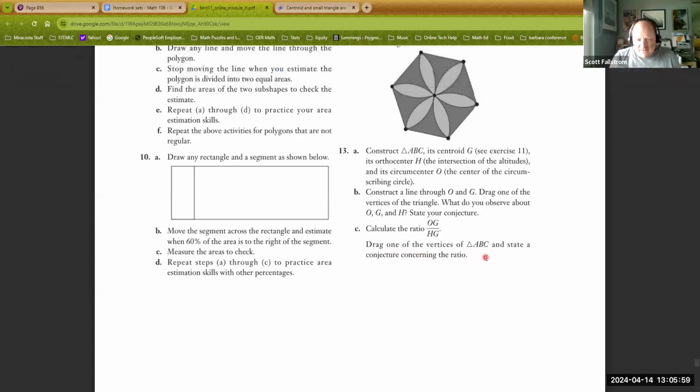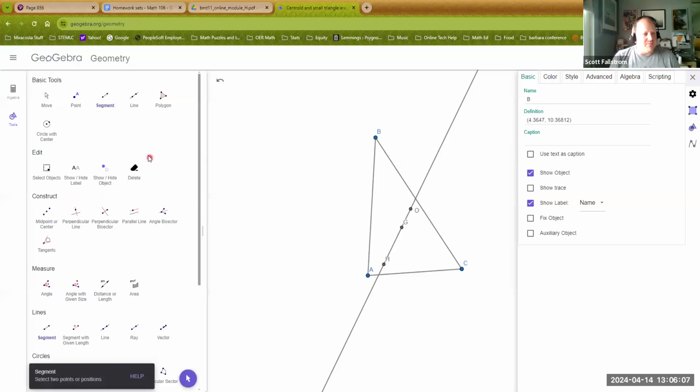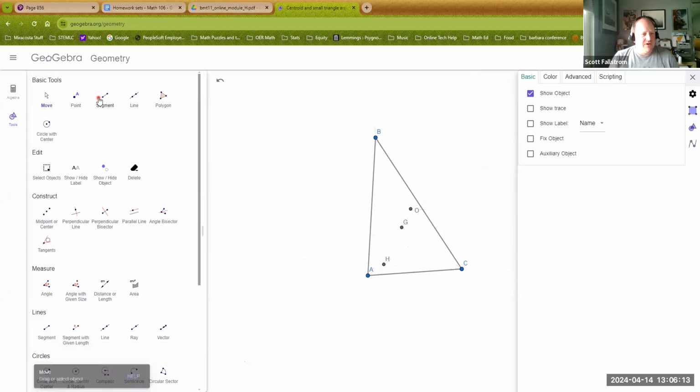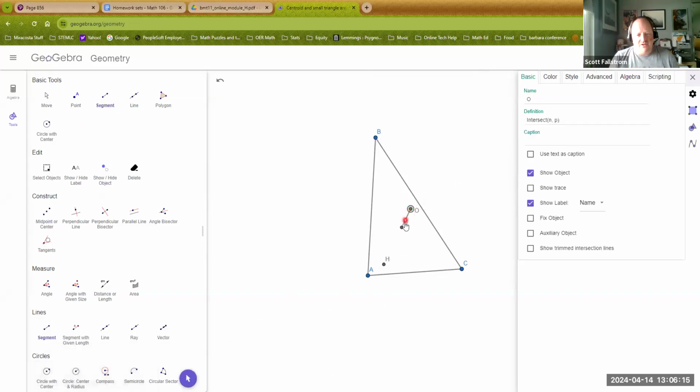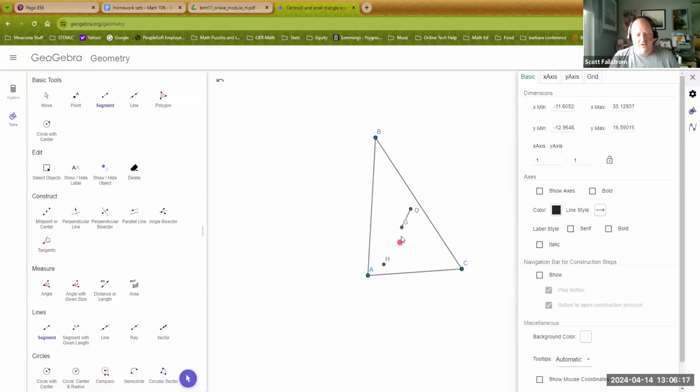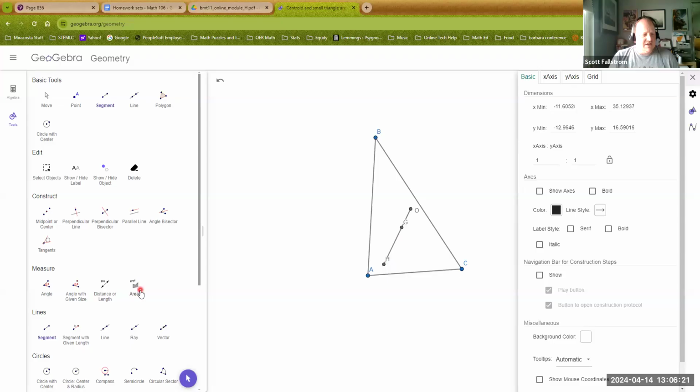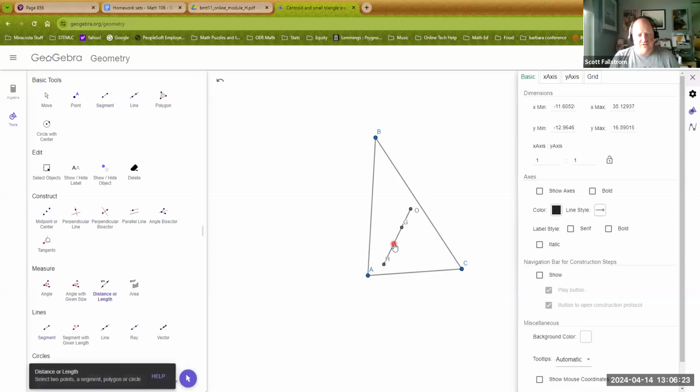Drag one of the vertices of ABC and state a conjecture about the ratio. Oh, I need a ratio now. OG to HG. Okay. So I'm going to go with a segment now. And what I'm going to do, this is my choice, I'm going to hide that line because it was cool, but I'm going to make segments now. I need a segment OG. Okay, and I need a segment HG. There it is.